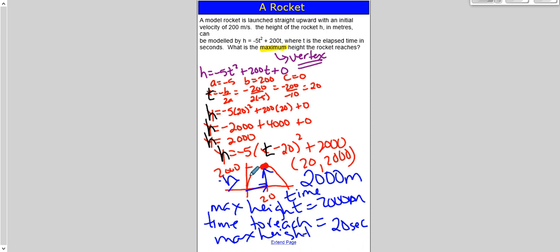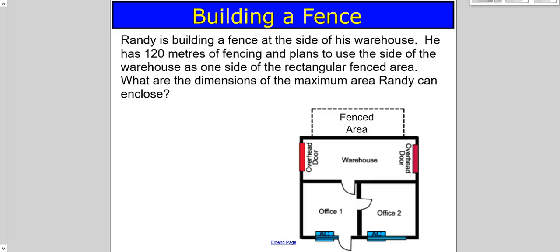Okay, 20 seconds to get to maximum height, and that maximum height was 2,000 meters. Okay, let's take a look at one more.